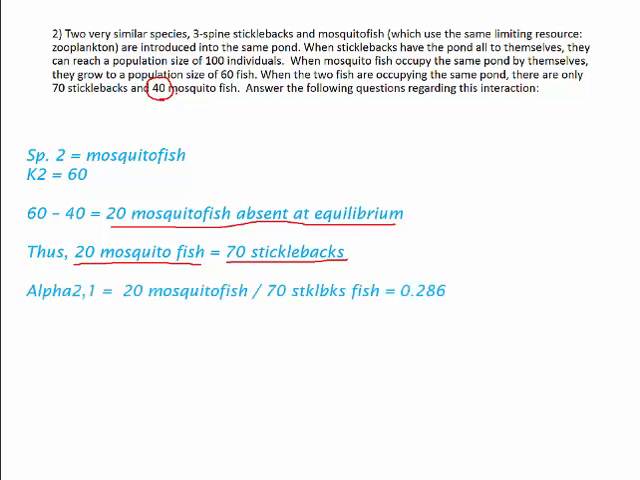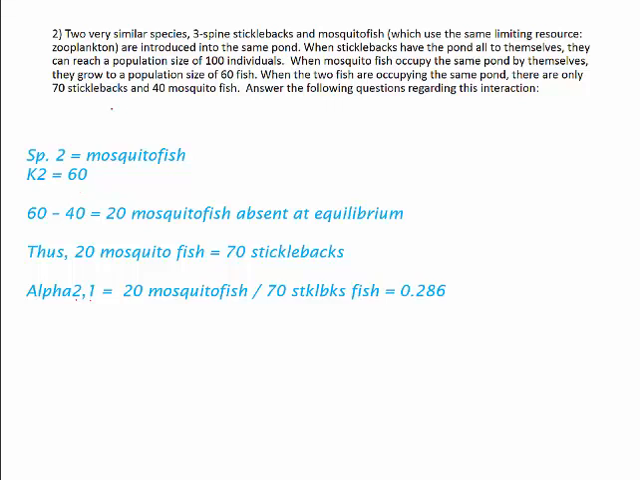So following that, we can now calculate the alpha 2-1, which is the competitive impact of species 1 on species 2. And we simply divide the total number of mosquito fish, which is 20, by the 70 sticklebacks, and we get 0.286. Okay, I'm going to run through the logic of that just one more time to make sure that I was clear, because I think it could have been a little bit more clear.